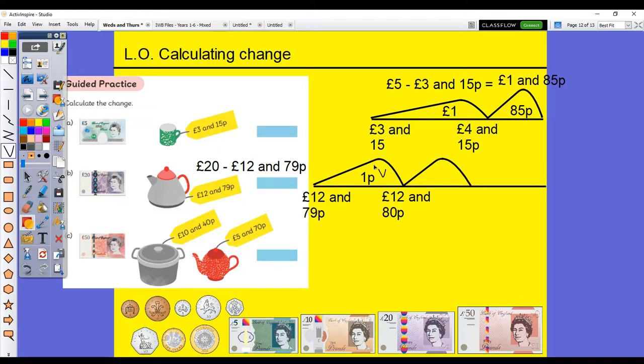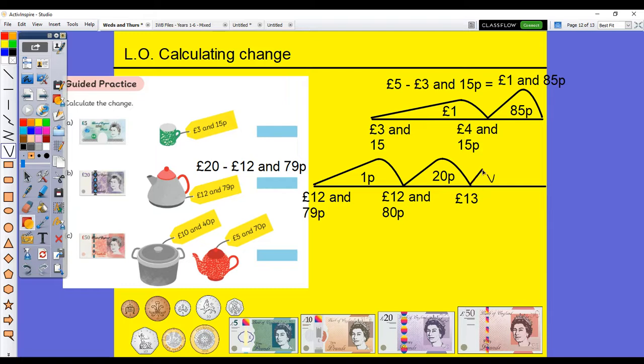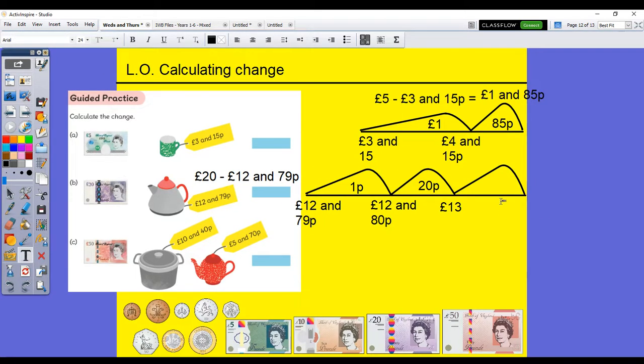And then if we're on 80, how far are we away from £13? 80, 90, 100, so 20p. Okay, and then we can use our number bonds of 13 to get to 20. How many more do we need to get to £20 from 13? You know, 3 add 7 is 10. 13 add 7 must equal 20.